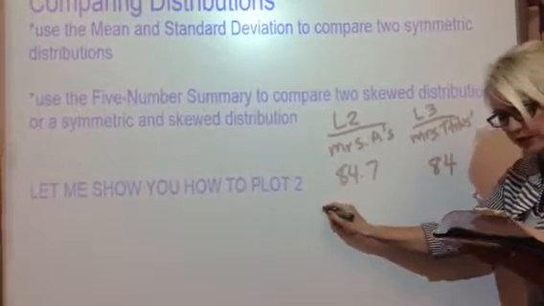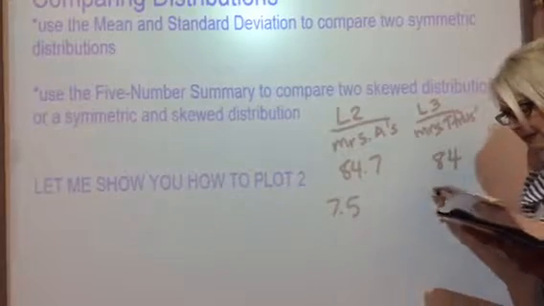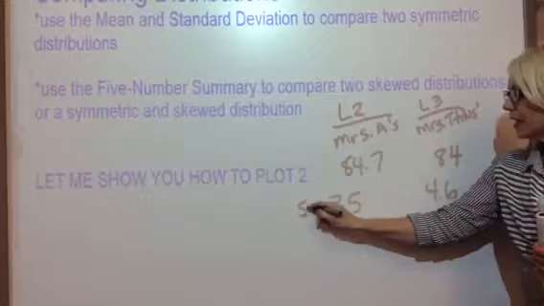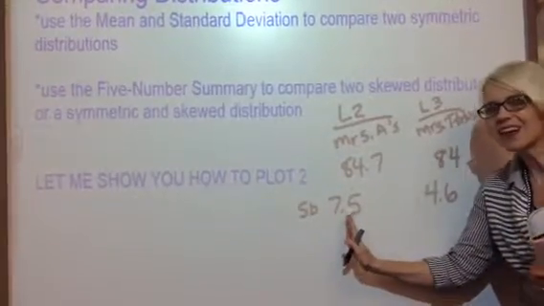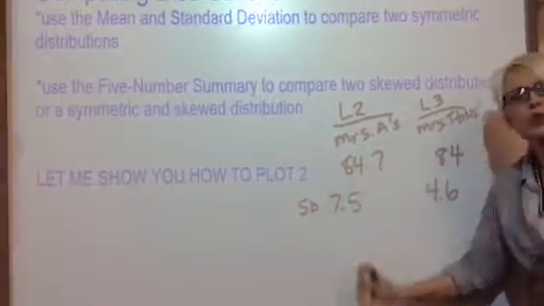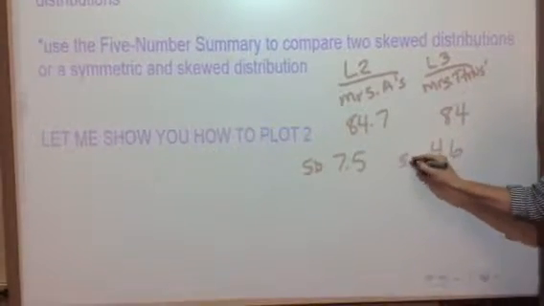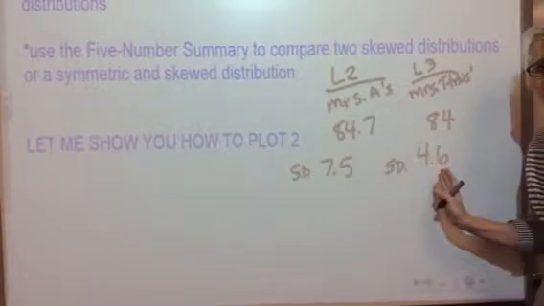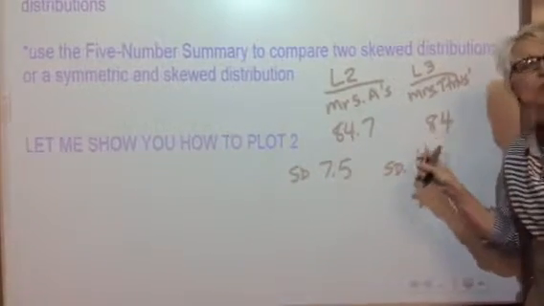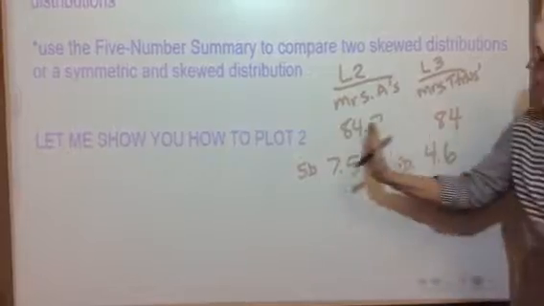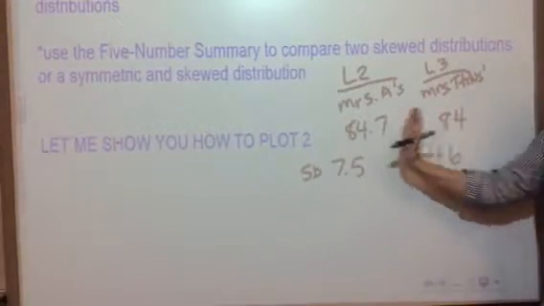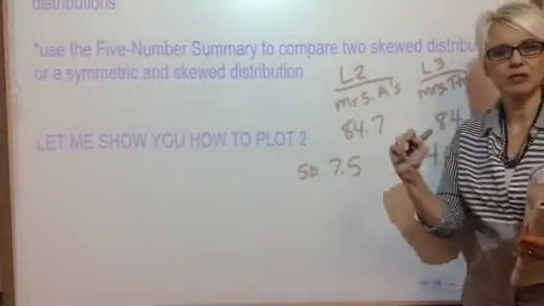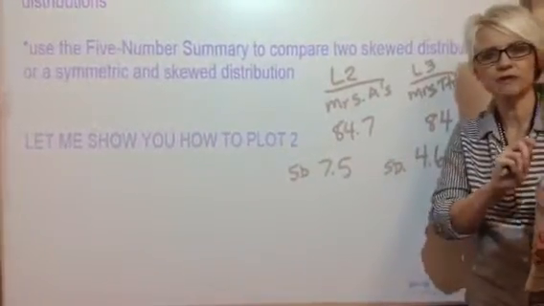Standard deviation here is 7.5. Standard deviation is 4.6 here. So what we know is that Mrs. A's class was not as close to the mean. The scores varied quite a bit more, whereas in Mrs. Titus's class, the scores were closer to the mean. It's a lower standard deviation, so most of the scores were consistent. You can use the mean and standard deviation to compare data when they're both symmetrical. Now, if we had some skewed data here, then we would use the 5-number summaries. So try an example in your notes of two sets of data.